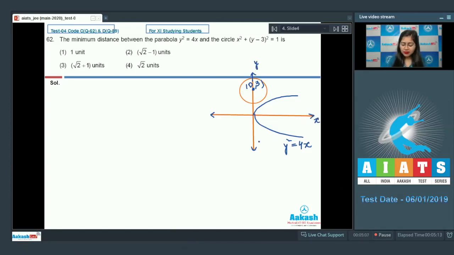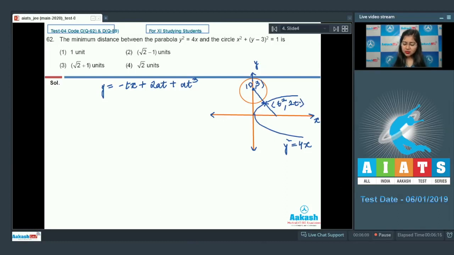So the minimum distance between the parabola and the circle, let us say this is the minimum distance. So it will be lying on the normal of the circle and the parabola, right? Now the normal on the parabola y square equal to 4x, its equation will be written as y equal to minus tx plus 2at plus at cube for the point lying on the parabola, that is (at square, 2at), but here a is equal to 1, so the point will be (t square, 2t), right?